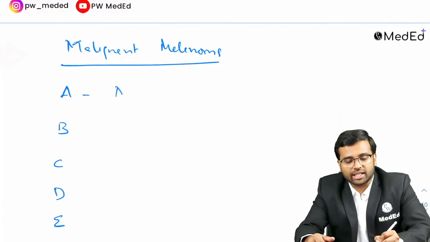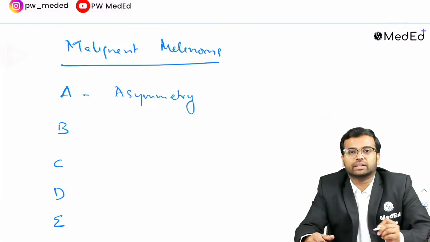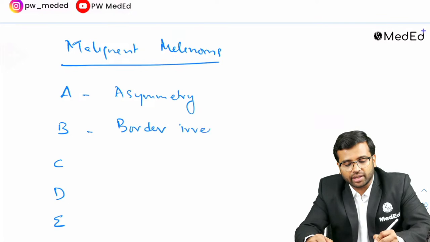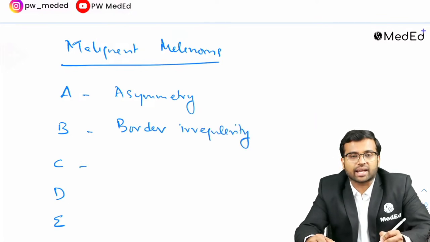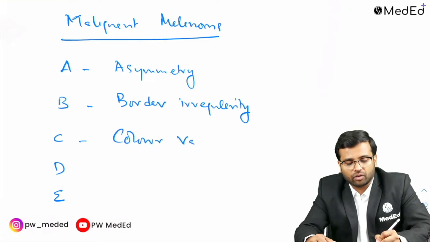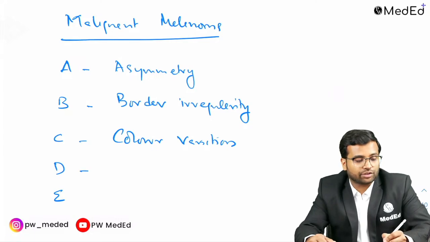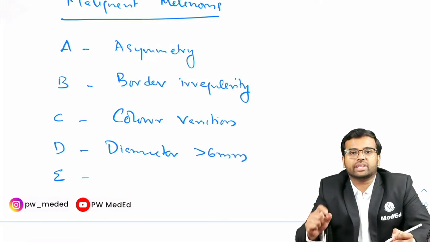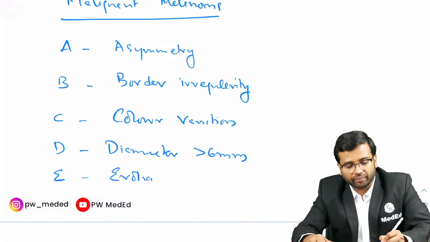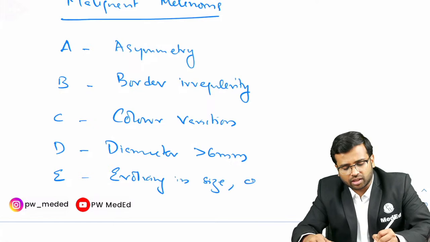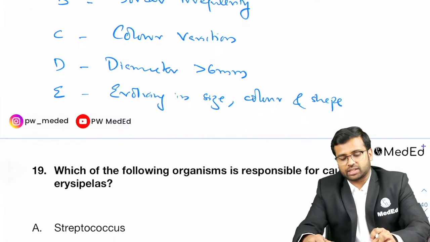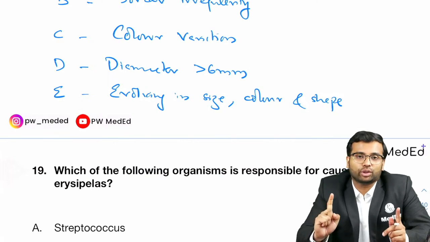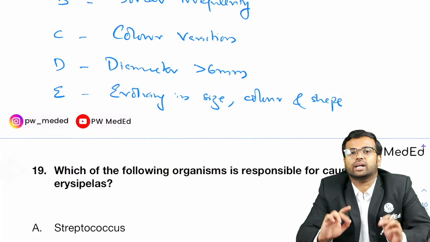What is A? A stands for asymmetry. The lesion would not be symmetrical. B stands for border irregularity. And C stands for color variation. And D stands for diameter more than 6 mm. And E means it is going to be evolving, that is, evolving in size, color, and shape. So this is the A, B, C, D, E algorithm that you have to make sure you use whenever you see an atypical mole.